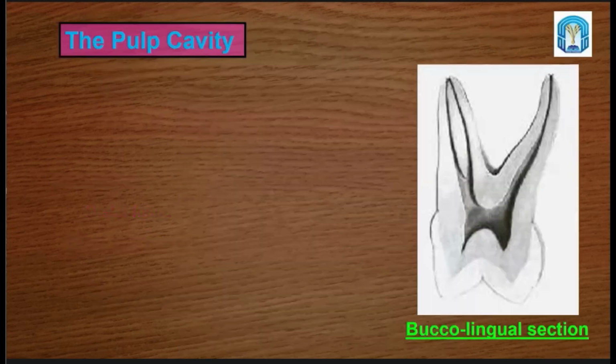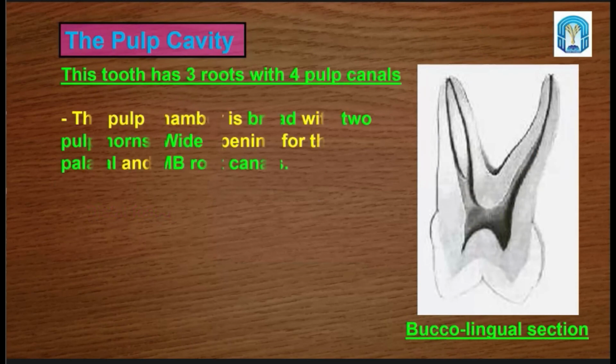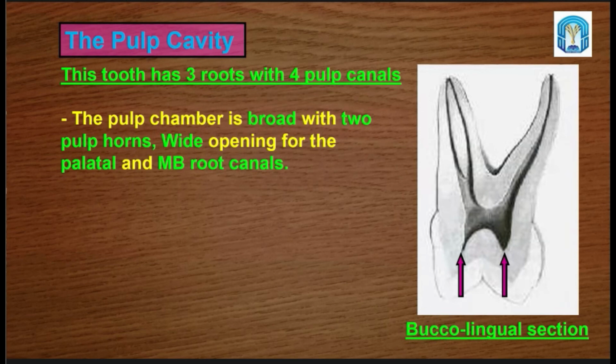Okay, the pulp cavity. The tooth has three roots and we have four canals. This is one important feature. Why four canals? Because the mesio-buccal root usually has two canals. The palatal root has one canal, the distobuccal root has one canal, but the mesio-buccal root usually has two canals, split into two parts. The pulp chamber is broad with two pulp horns, with a wide opening for the palatal and mesio-buccal root canals.